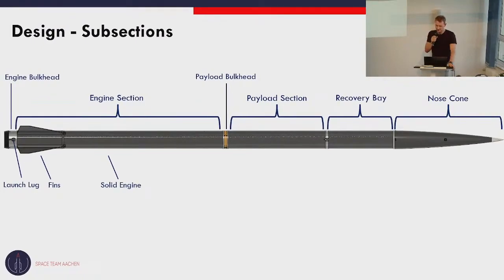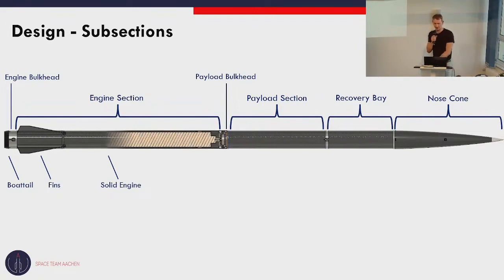The engine bulkhead connects the boat tail to the engine section, and the boat tail serves to reduce the drag during the flight and to hold the weight of the rocket when it stands.